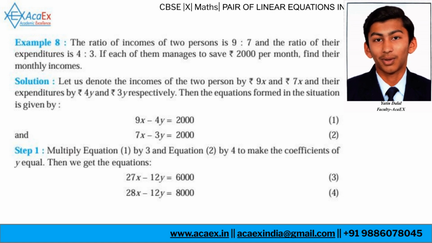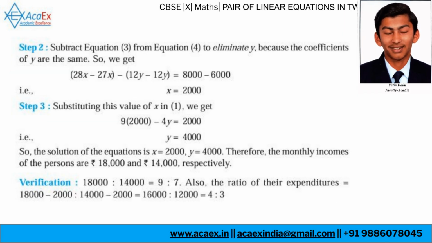To solve this, we multiply the first equation by 3 and the second by 4 to make the coefficients of y equal. After multiplying, we have 27x minus 12y equals 6,000 and 28x minus 12y equals 8,000. Subtracting the first new equation from the second eliminates y, leaving x equals 2,000. Substituting x equals 2,000 back into the first original equation gives y equals 4,000. Therefore, their monthly incomes are 9 times 2,000 and 7 times 2,000, which are 18,000 rupees and 14,000 rupees, respectively.